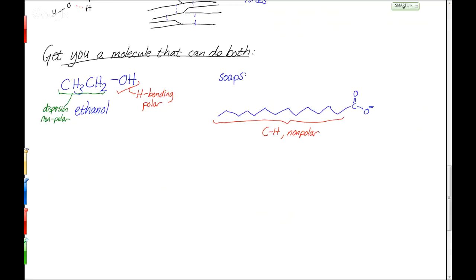And then over here, it's so polar, it's actually ionic. It's actually an ion, like it's charged. And that all exists in the same molecule. So when you put soap in water, what happens is that it orients itself so that the polar part faces the water and the nonpolar part gets away from the water.